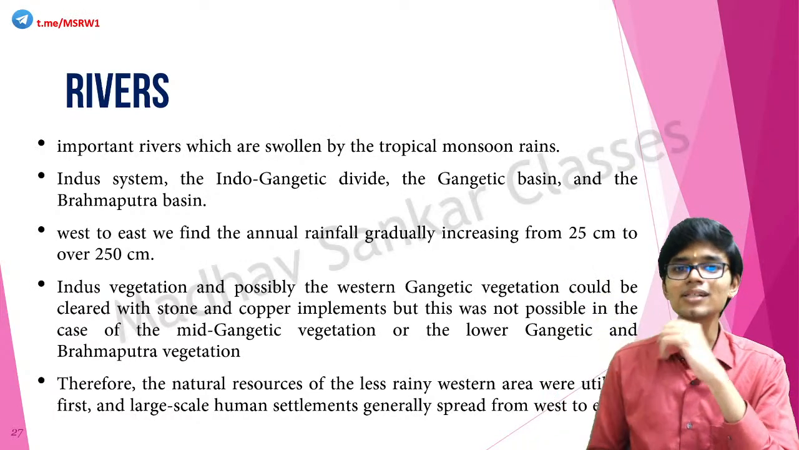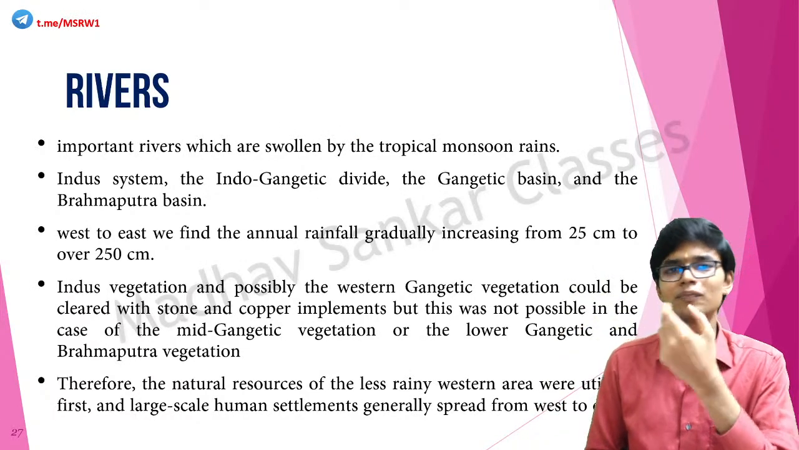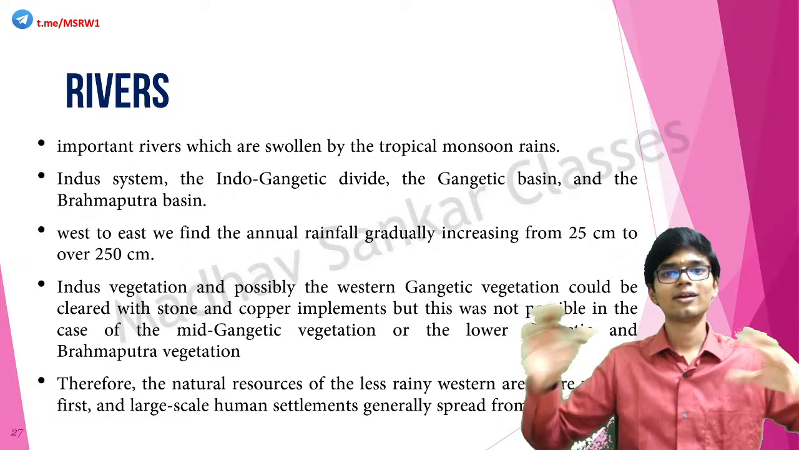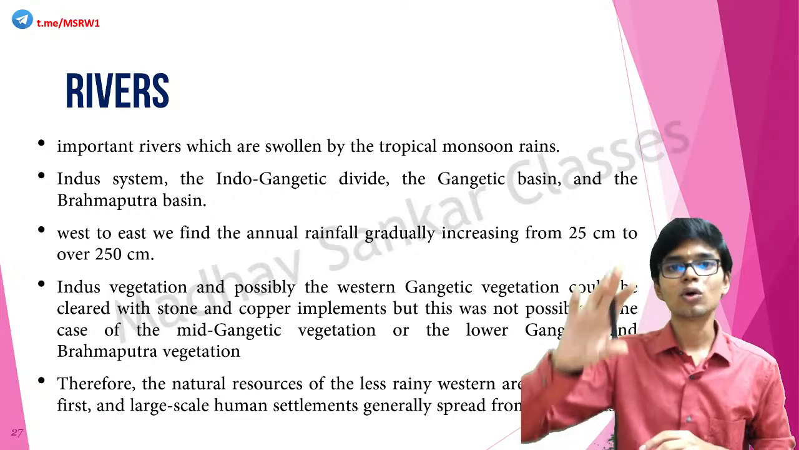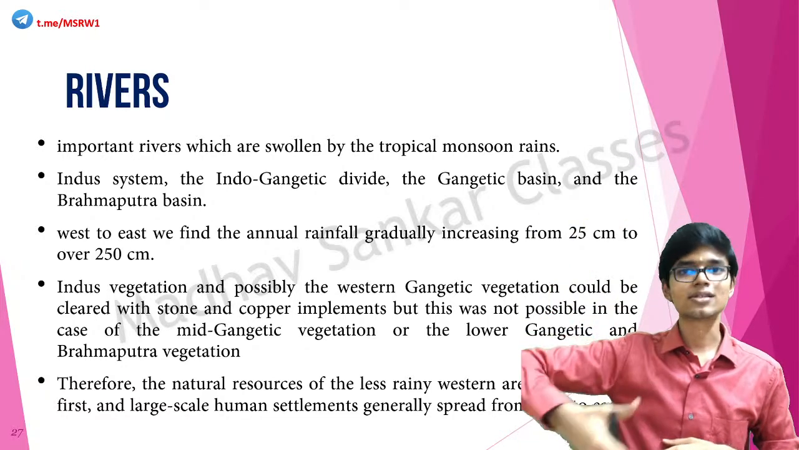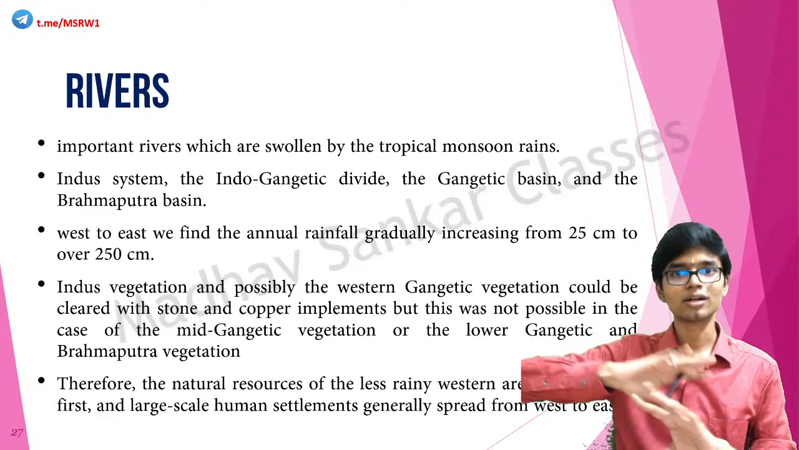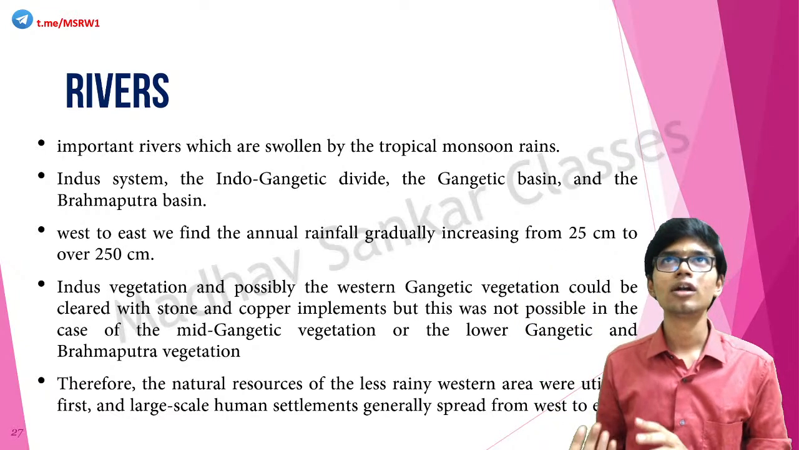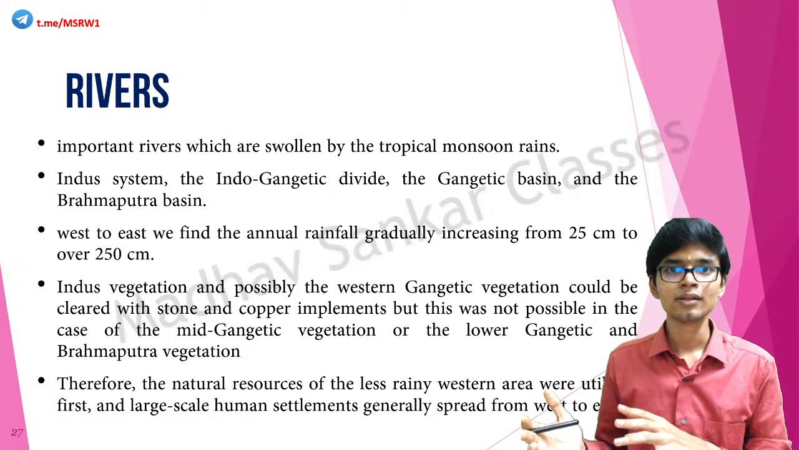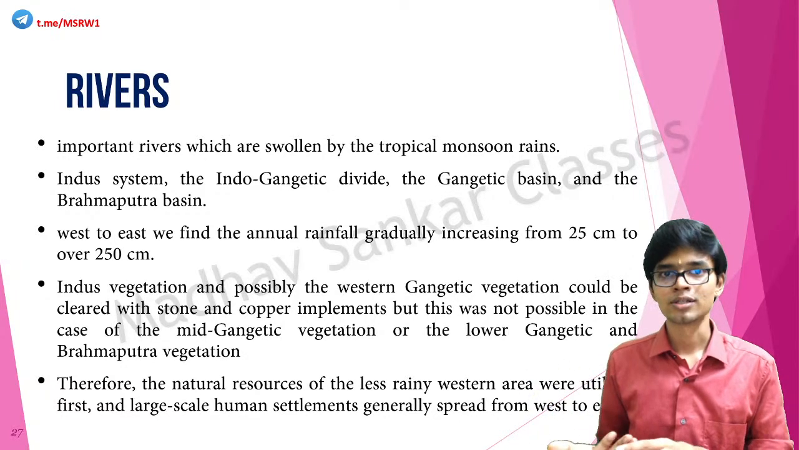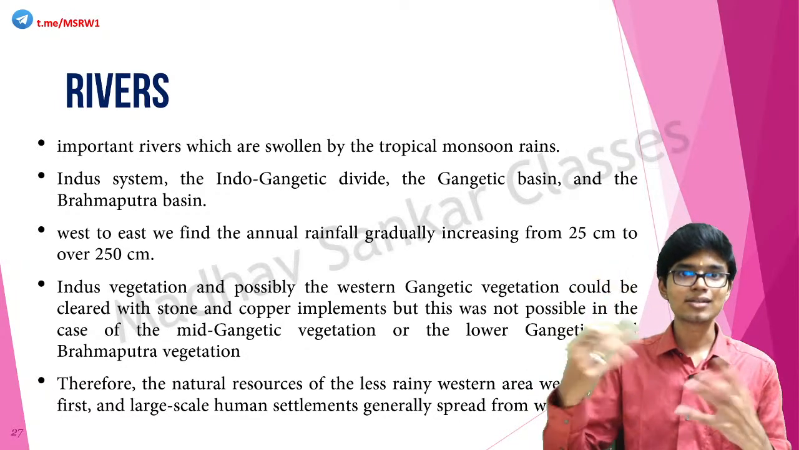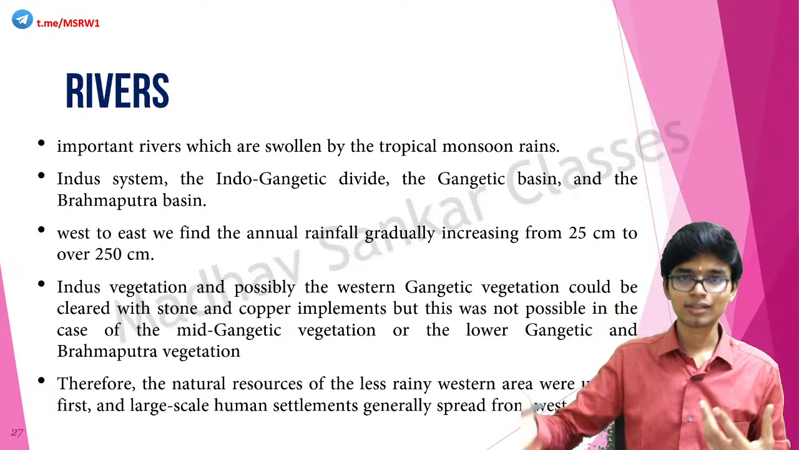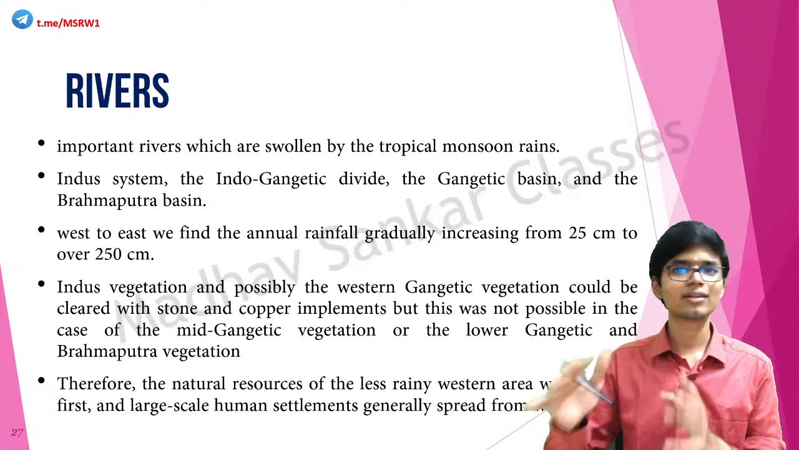Now, as far as rivers are concerned, important rivers are obviously swollen by the tropical monsoons. There are perennial rivers and there are annual rivers. Those rivers which have water continuously throughout the year are almost all seen in North India and are of Himalayan origin. Why? Because the snow will melt in summer and provide water, and at other times the monsoon will provide water. So one way or another they have water.